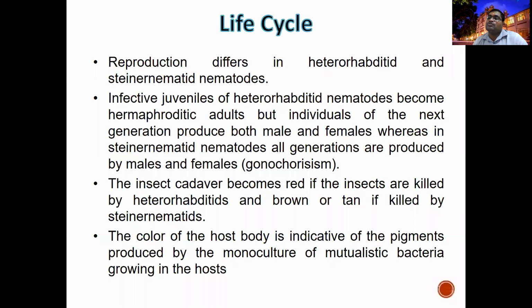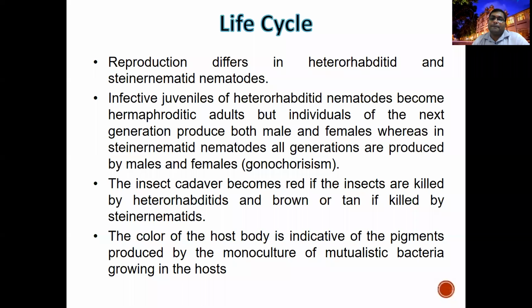Dark brown is as usual a healthy pupa. And if it is a brownish larva, then you can suspect. Tan if it is killed by Steinernema. So you have to be very careful on this. Heterorhabditis attack is in reddish color. Steinernema attack is in brownish color. Heterorhabditis always reproduces with hermaphrodites. Steinernema always reproduces by gonochorism, males and females.